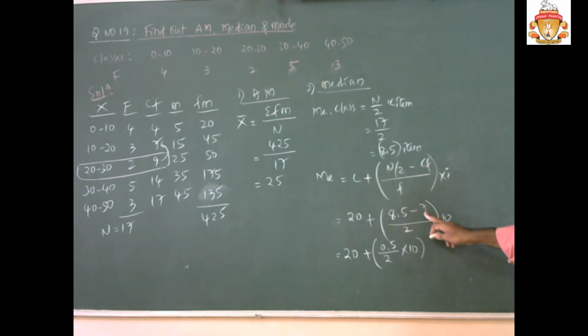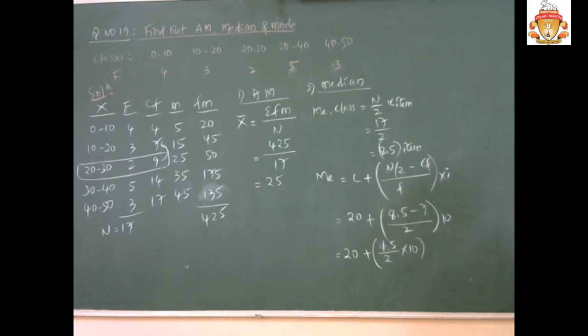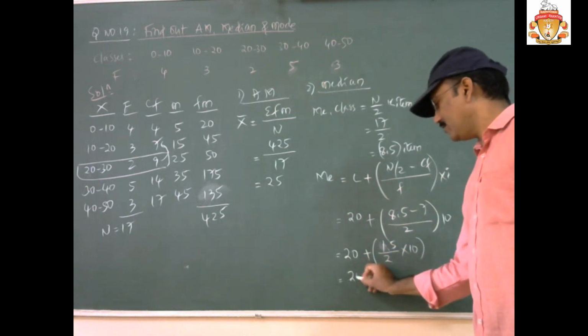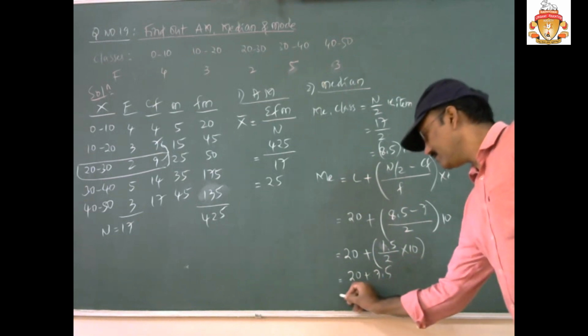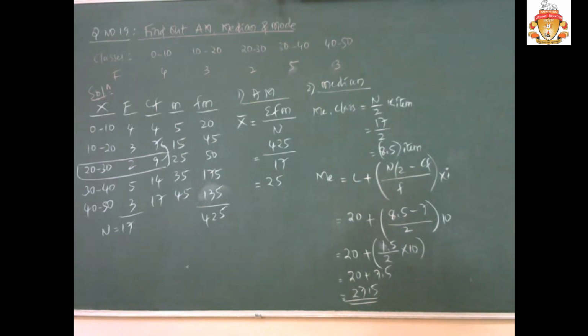So 1.5 comes, not 0.5. 8.5 minus 7 is 1.5, by 2, into 10. So 2 fives are 10, 5 into 1.5 means 20 plus 1.5. Then the answer is 27.5, the median. So median answer is how much then?